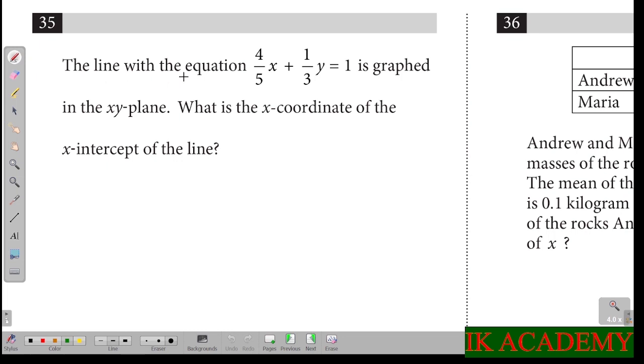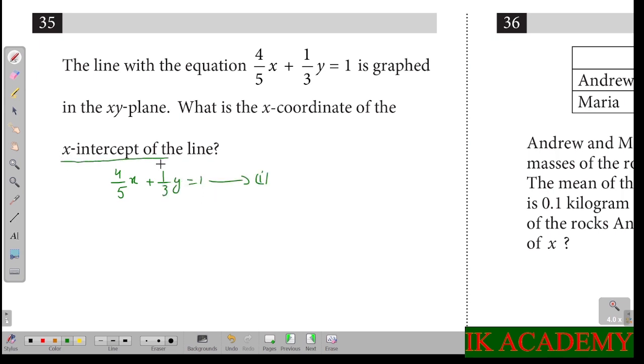It says the line with the equation 4/5x + 1/3y = 1 is graphed in the xy plane. What is the x coordinate of the x-intercept of the line? Let me write down the equation, which is 4/5x + 1/3y = 1.